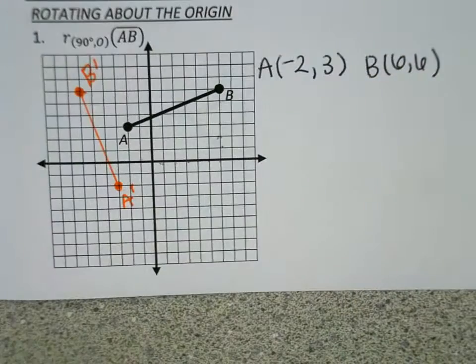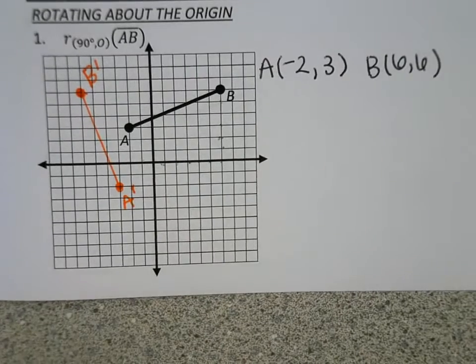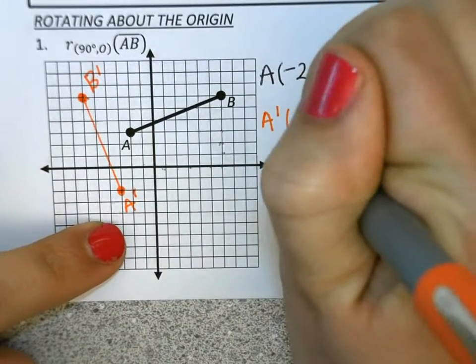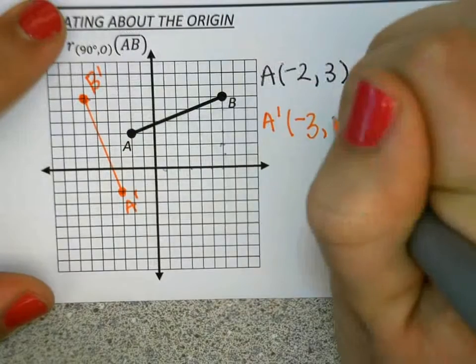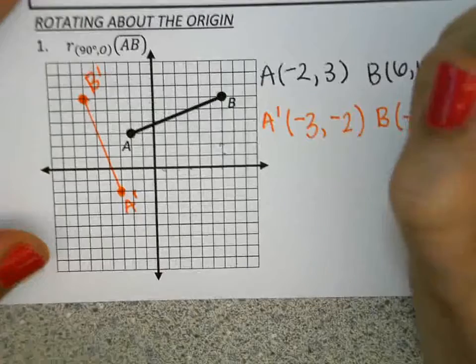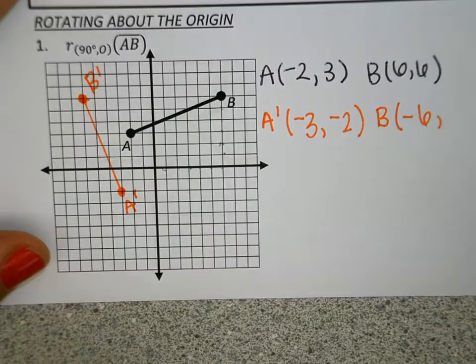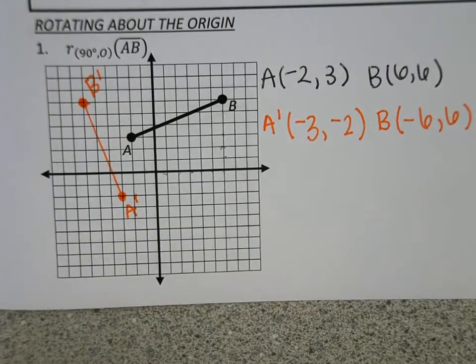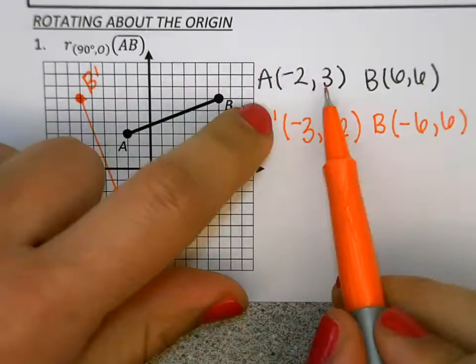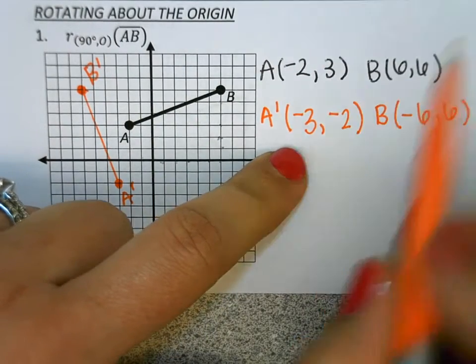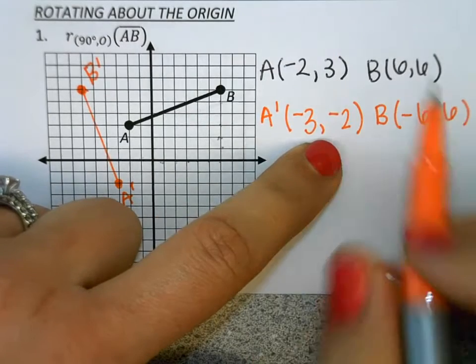Okay. You guys ready? Let's figure out A prime. What did A prime come out to? -3, -2. And what did B prime come out to? -6, 6. Okay. Let's see if we can figure out the pattern. What happened to the A coordinate? It swapped, and what happened to the new x coordinate? It turned negative. Did the new y coordinate change at all? No, it stayed negative and negative.